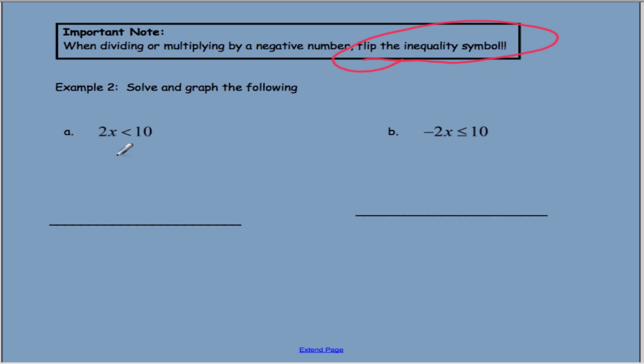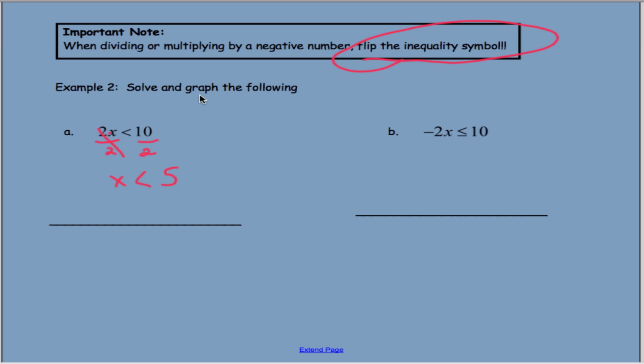in class. So when we look here at A, our directions ask us to solve and graph the following. So we see that it is multiplication in the problem. We undo that using division. So we're going to divide both sides by 2, and we're left with x is less than 5.